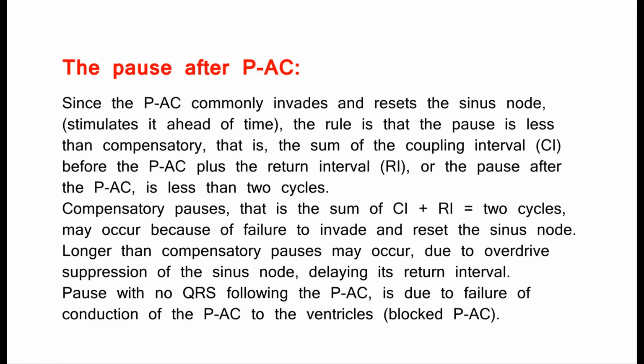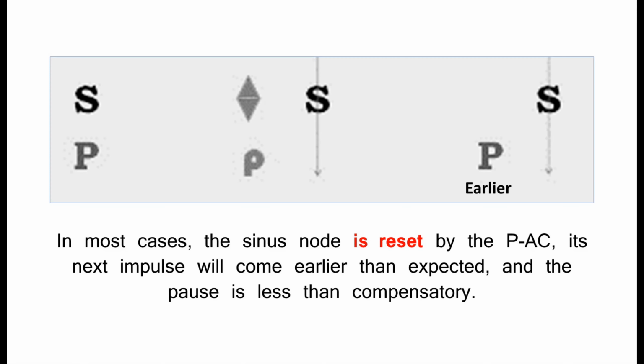Longer than compensatory pauses may occur due to overdrive suppression of the sinus node, delaying its return interval. Pause with no QRS following the PAC is due to failure of conduction of the PAC to the ventricles, blocked PAC. In most cases, the sinus node is reset by the PAC, its next impulse will come earlier than expected, and the pause is less than compensatory.